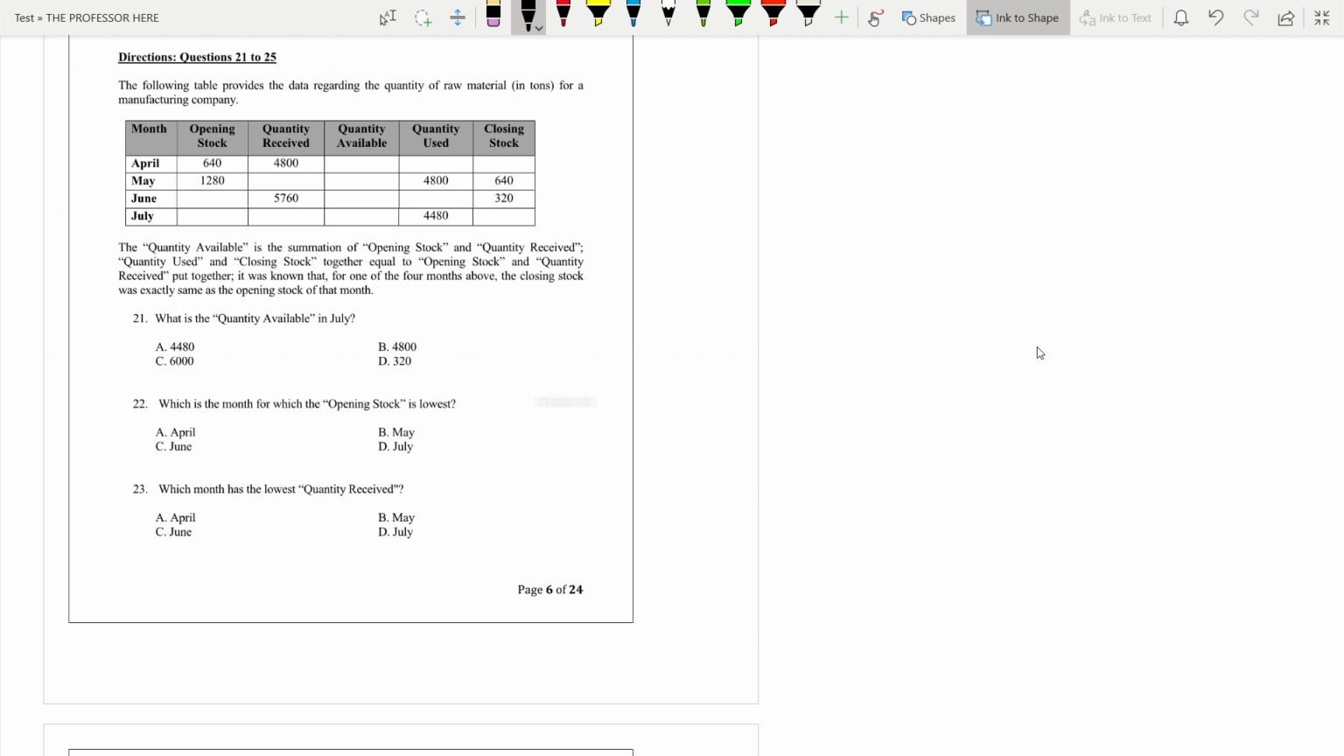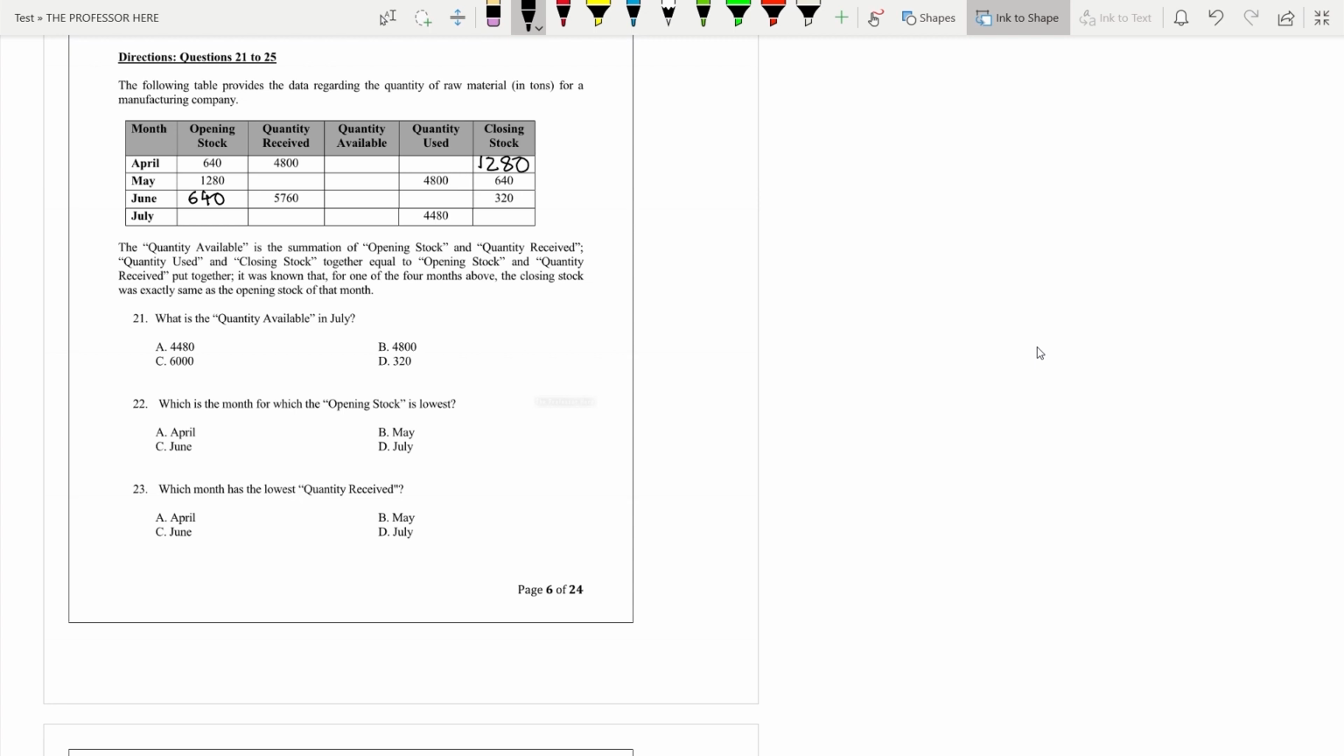Let's solve this question. In the month of April, the opening stock is 640. We don't know the closing stock, but we know the opening stock of the month of May, which is 1280. So the opening stock of the month of May will be the closing stock of April. So it is 1280. Same goes for the month of June. The closing stock for May is 640. So the opening stock for June will be 640. And for June and July, the closing stock is 320.